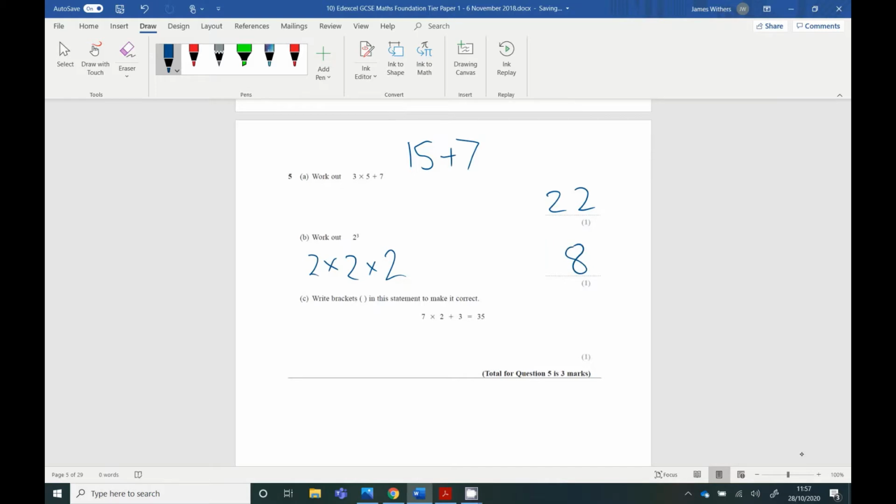Now put brackets in here to make this correct. Now 7 5s are 35, so we need to make sure we do that addition first before we do the multiplication. So the brackets ensure that we do the 2 add 3 first. 2 add 3 is 5, 7 times 5 is 35.